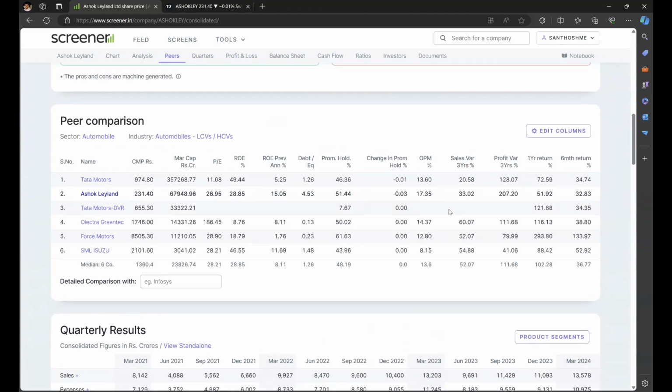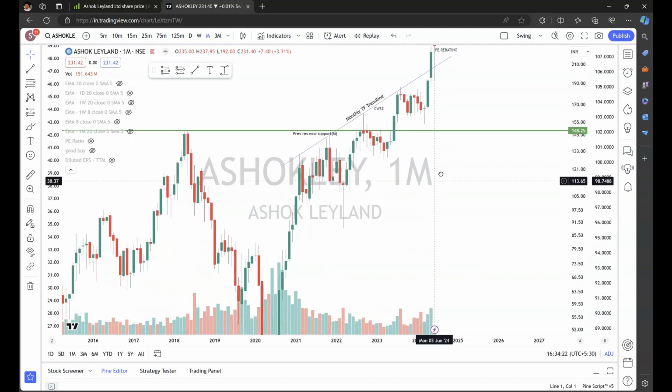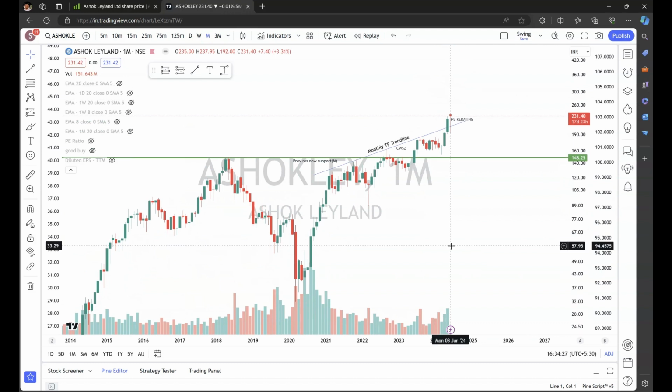Just to see what the price is currently, and how it has moved in the previous week, month, or years. So this is the price chart of Ashok Leyland. As you can see, I have put a monthly chart, which means each candle represents 1 month. Okay, so first, let's see how the stock has moved, right? I will start from here.